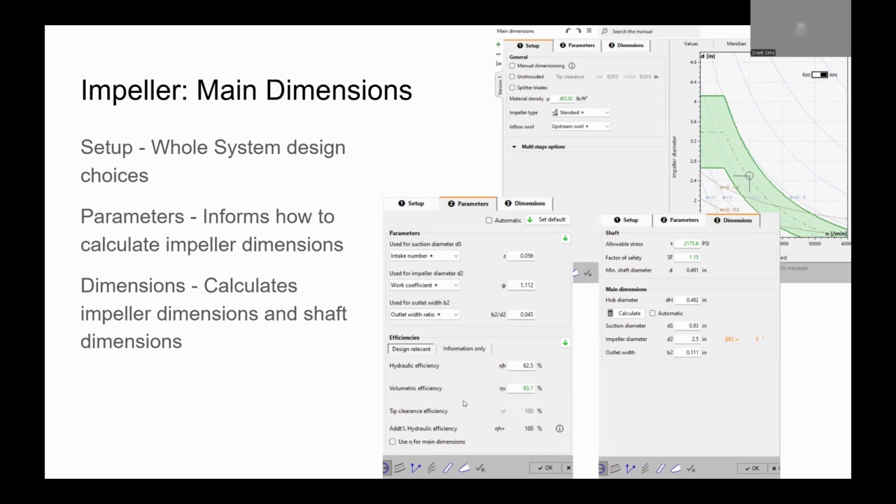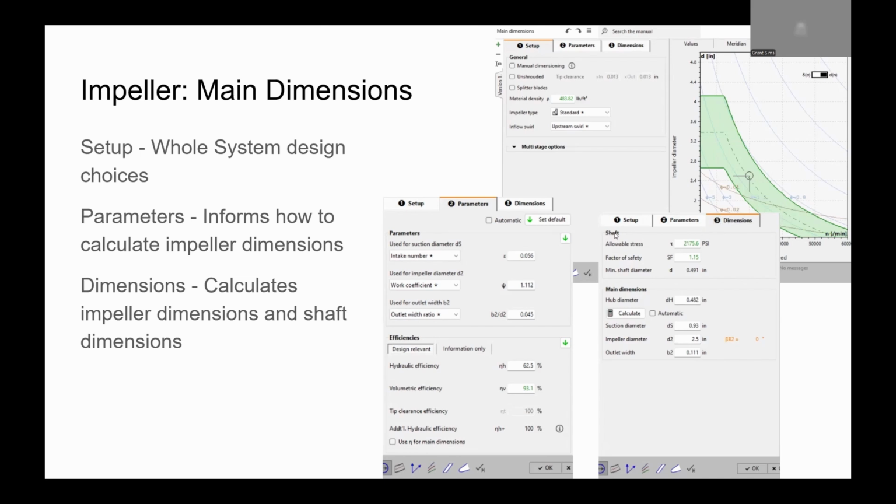And then, as I said before, if you have the power that your pump is outputting, and then you take these efficiencies, you can find the power that your pump needs inputted into it. And that's important for motors and stuff. And then the last tab on this page is dimensions.